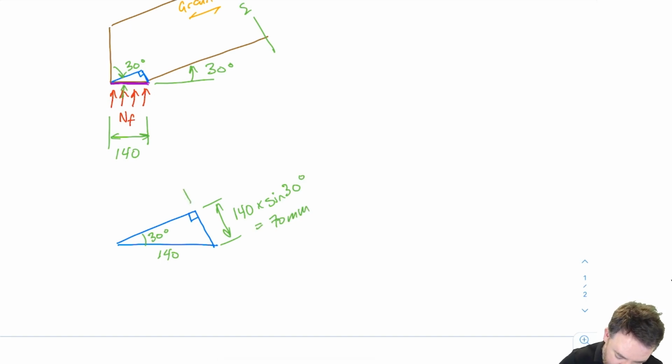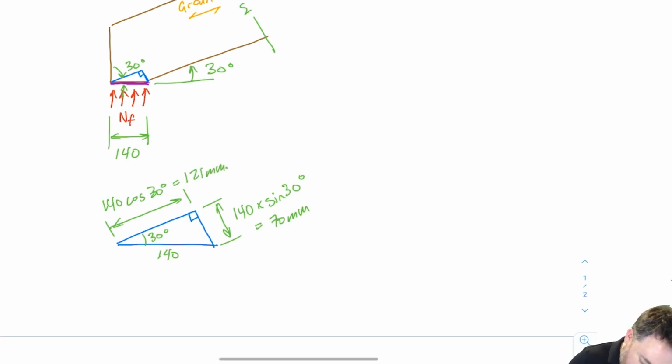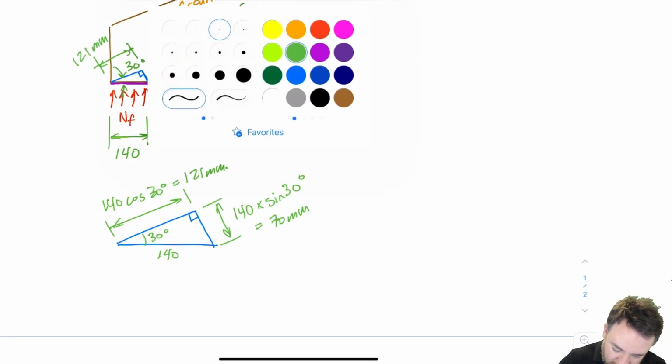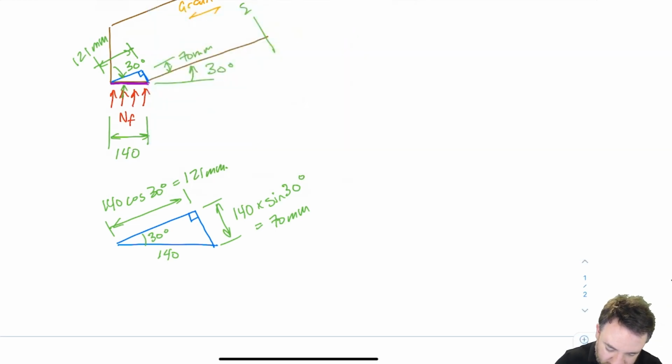And this side here is 140 times cos 30 degrees, which equals 121 millimeters. So we know that this here is 70 millimeters, and this distance here is 121 millimeters. Okay, and so which side is the QR surface and which side is the PR surface?